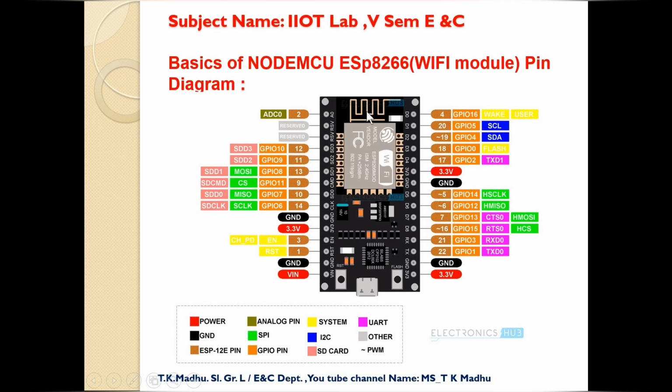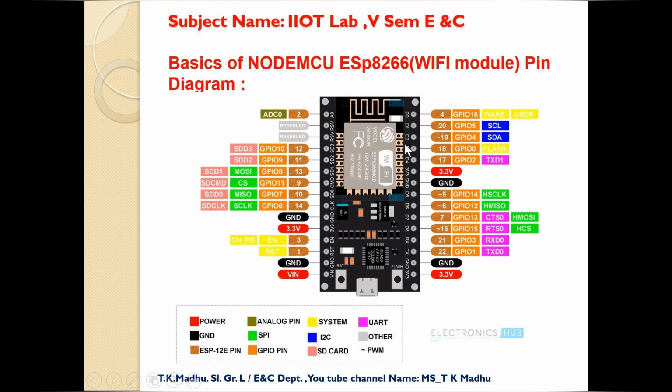Now we shall see the basics of NodeMCU ESP8266, that is the inbuilt Wi-Fi module, and its pin diagram. So here if you see, this is the SMD board of NodeMCU. Here we can see VCC. So this board is working for 3.3 volt. It has been given in more than 2 places, because when you are doing PCB it will be convenient for taking the layout drawing. So they have provided the VCC in 2-3 places. So we are going to use VCC of 3.3 volt.